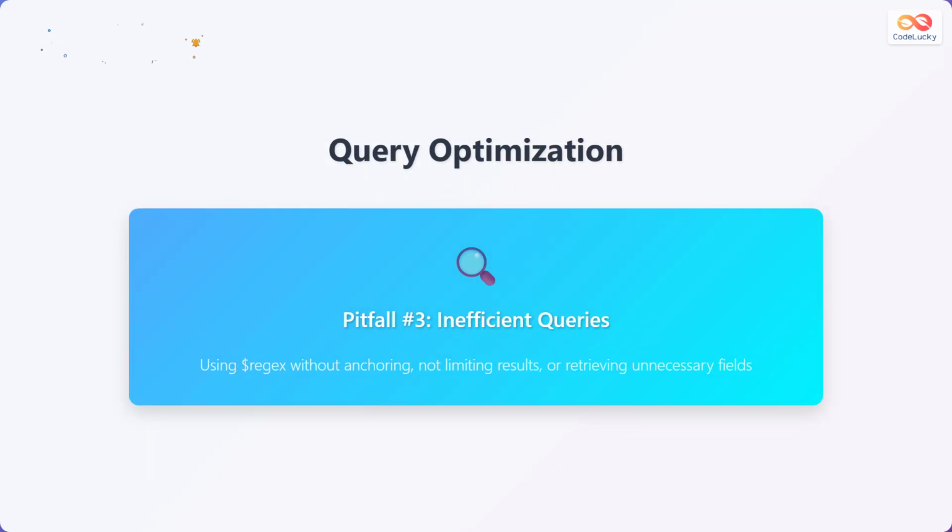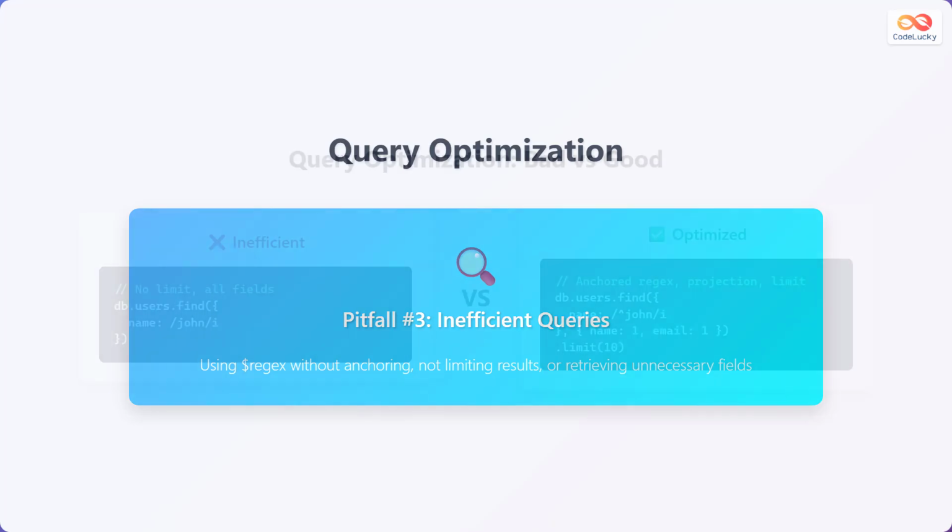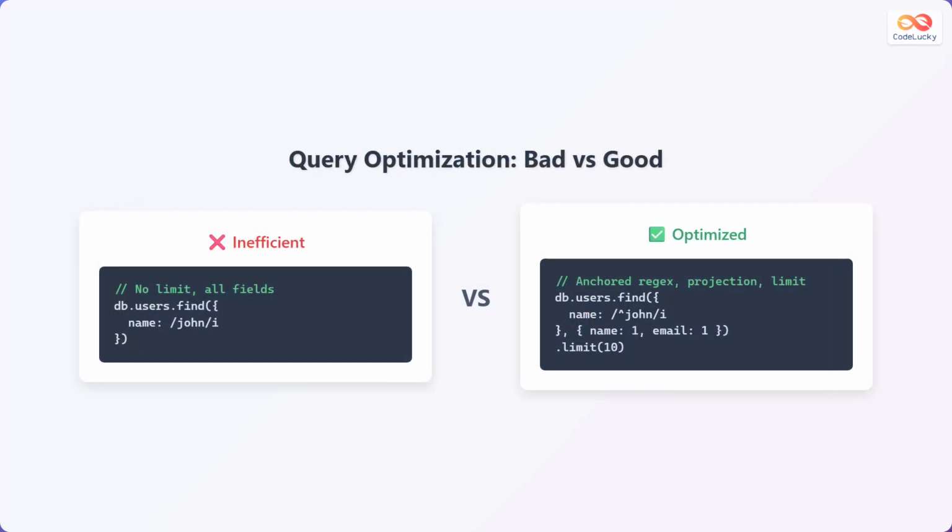Apart from schema design and indexing, query optimization is also very crucial in MongoDB. Let's explore some query optimization techniques and mistakes. One of the major mistakes is using inefficient queries. Inefficient queries include using $regex without anchoring, not limiting results, or retrieving unnecessary fields.